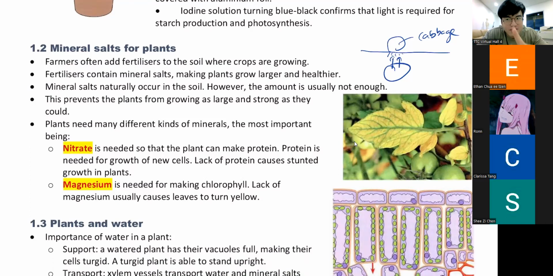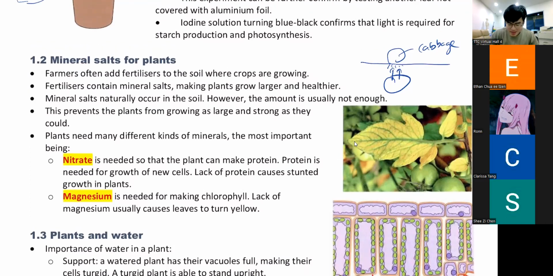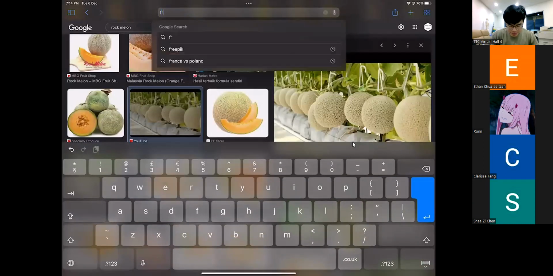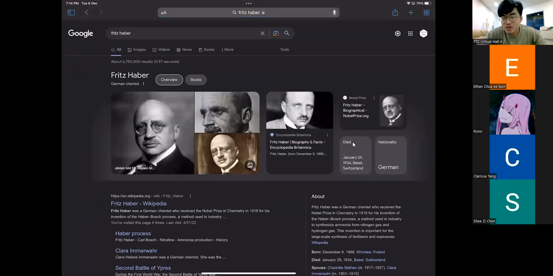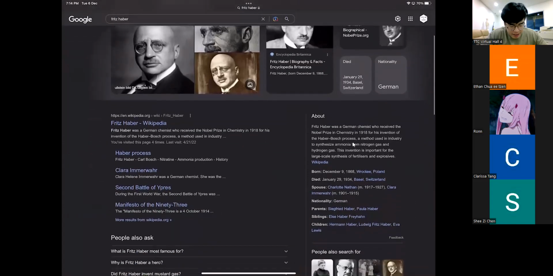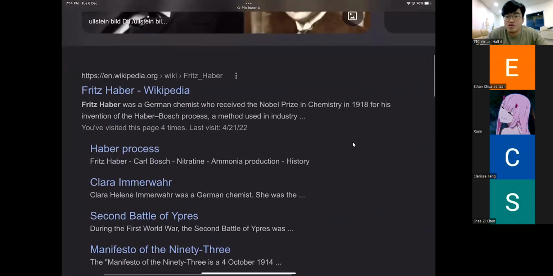So do you know who invented fertilizer? Just a story to tell you. It was this guy, Fritz Haber. He was the one who invented the process to make fertilizer. We call it the Haber process. And needless to say, he got a Nobel Prize in chemistry in 1918. I can say one third of the world, 33% of the world, exists because of him.